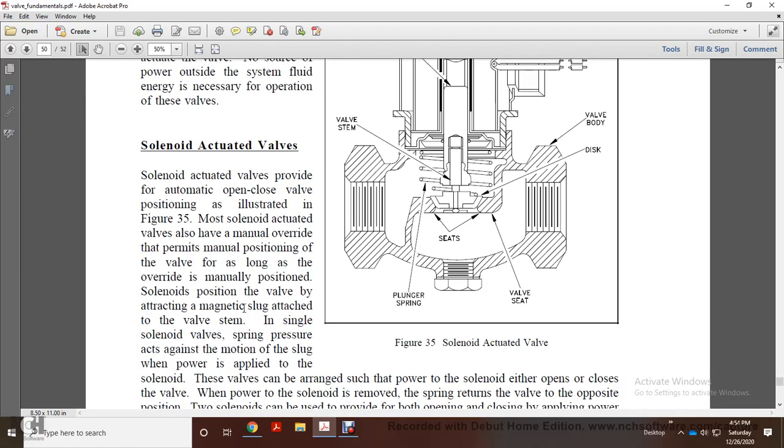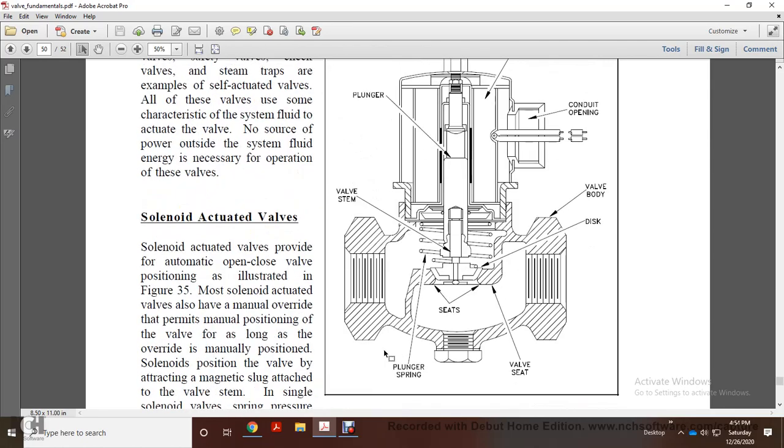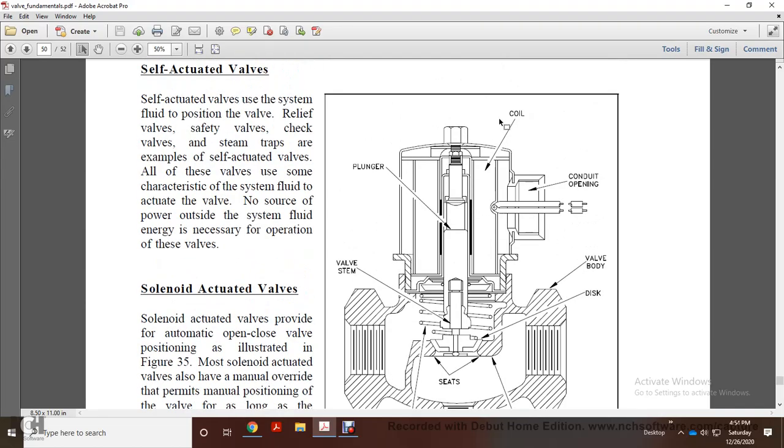And it shows a solenoid actuated valve in Figure 35. We'll go over it real quick. It shows a plunger spring, seats, a valve seat, a valve stem, your valve body, plunger, a coil, and conducting opening.